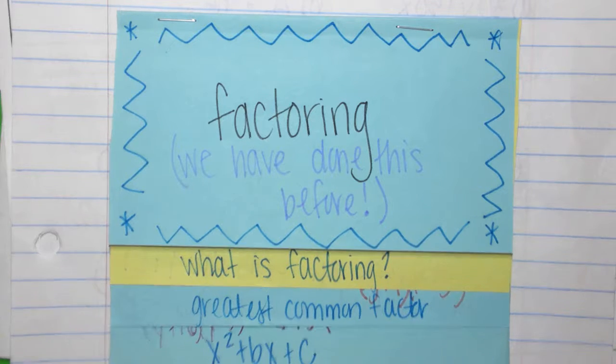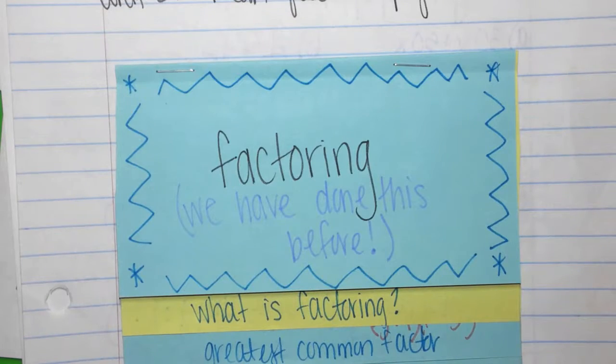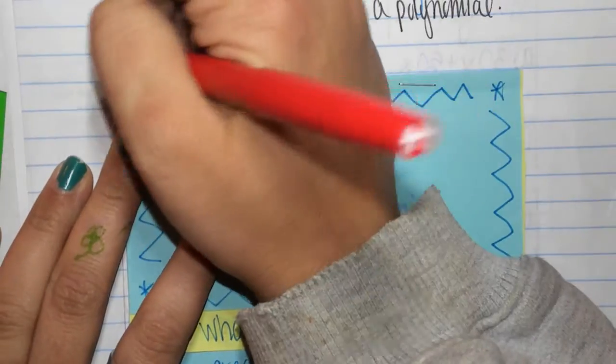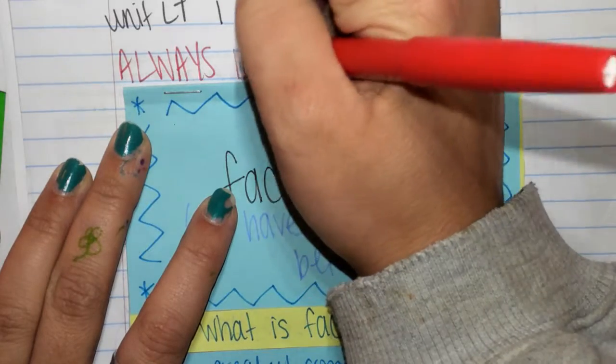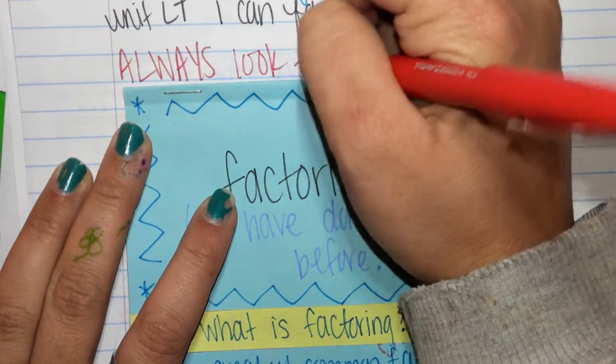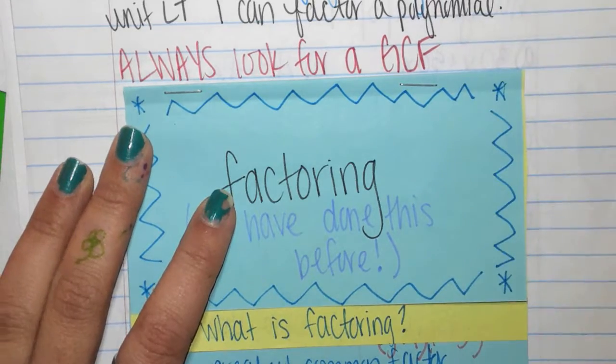Now, no matter what kind of factoring we do, what do we look for every time in the very beginning? A GCF. Always look for a GCF. So at the top of your notes, I want you to write, always look for a GCF.